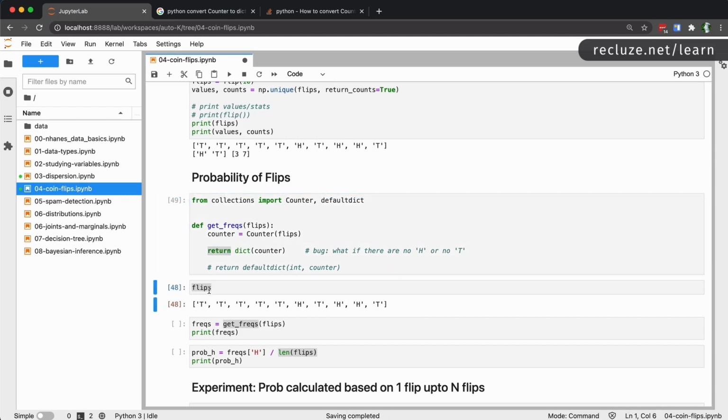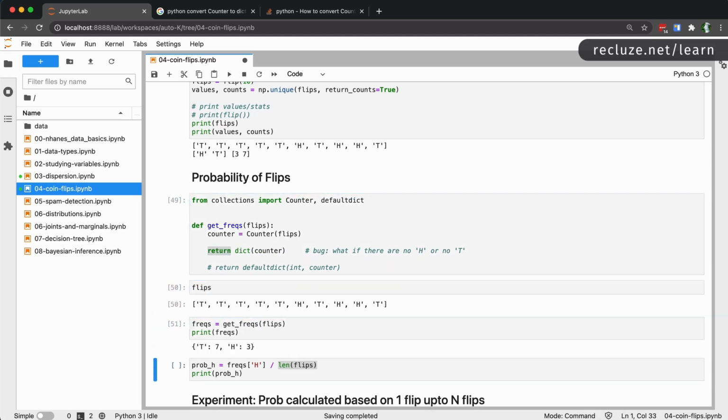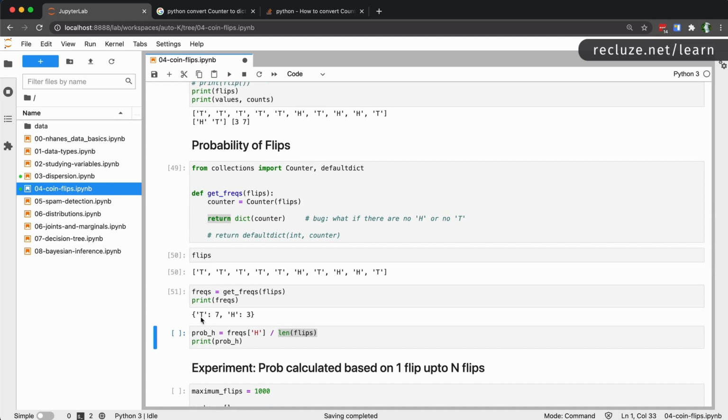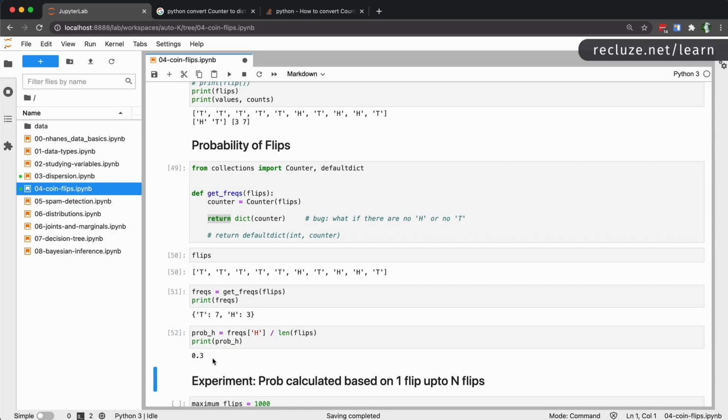Okay, so let's run that. So these are our flips. If you output that, it produces this guy over here. T is 7, H is 3. And you can output the probability over here.